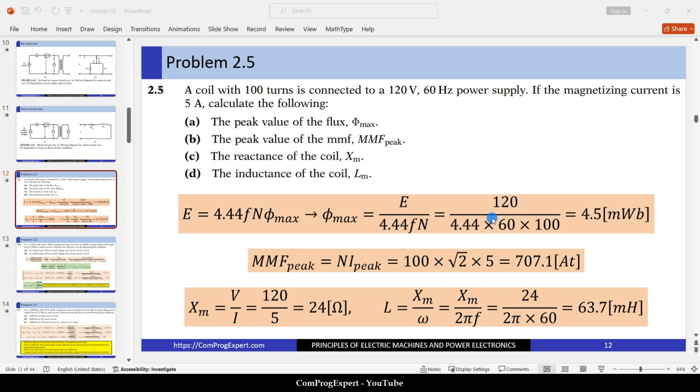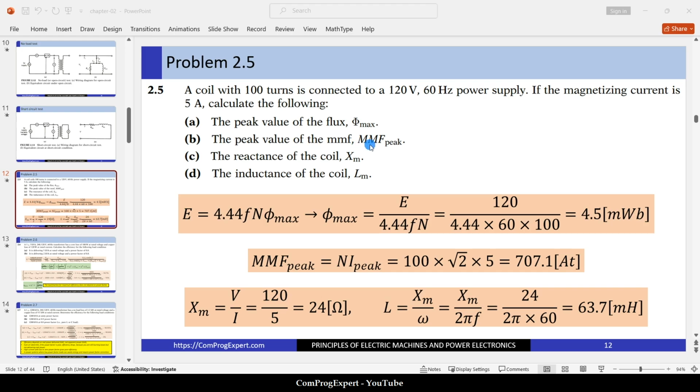120 divided by 4.44 times 60 times 100. That is equal to 4.5 milliweber. This is the maximum flux in the core, right, for this coil. Part B, the peak value of the magnetomotive force.